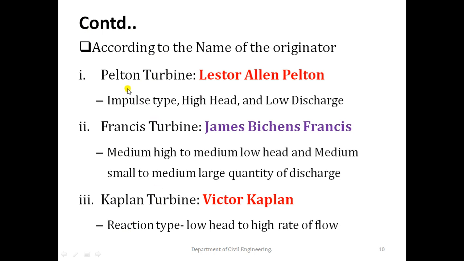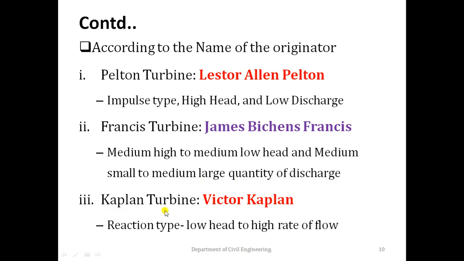Now according to the name of the originator, turbines have been classified into Pelton turbine, Francis turbine and Kaplan turbine. Pelton turbine was first designed by an American engineer named Lester Allen Pelton. It is an impulse type of turbine which requires high head and low discharge. Francis turbine was designed by James Bicheno Francis and hence it has been named after him. It requires medium high to medium low head and medium small to medium large quantity of discharge.